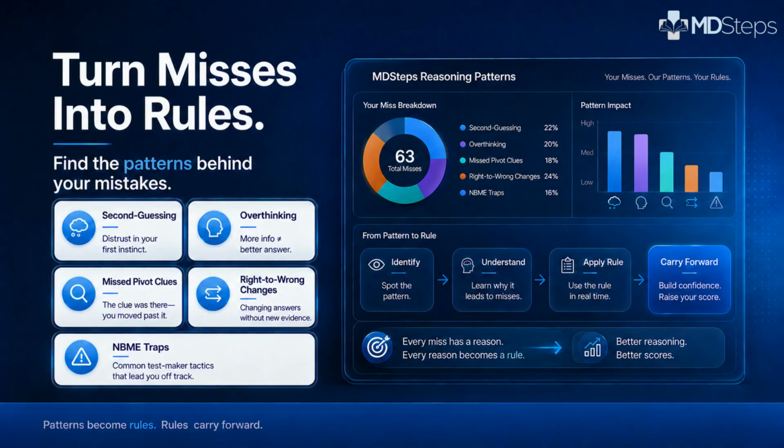Because your score does not improve just from doing more questions. It improves when you find the patterns behind your mistakes. The second guessing, the overthinking, the missed pivot clues, the right to wrong changes, and the NBME traps that keep showing up again and again. MDSteps helps you turn those misses into rules, and those rules are what carry forward.